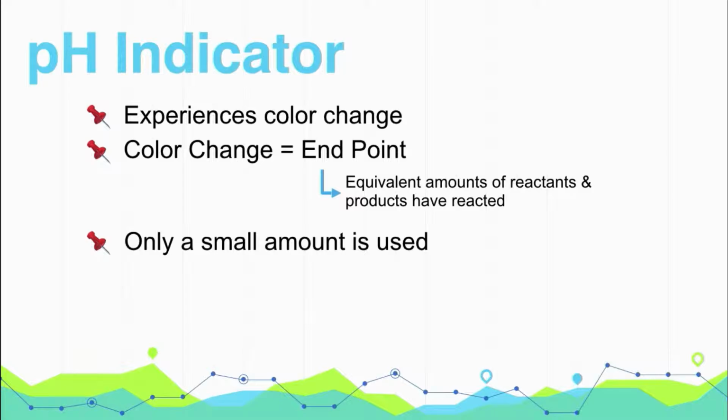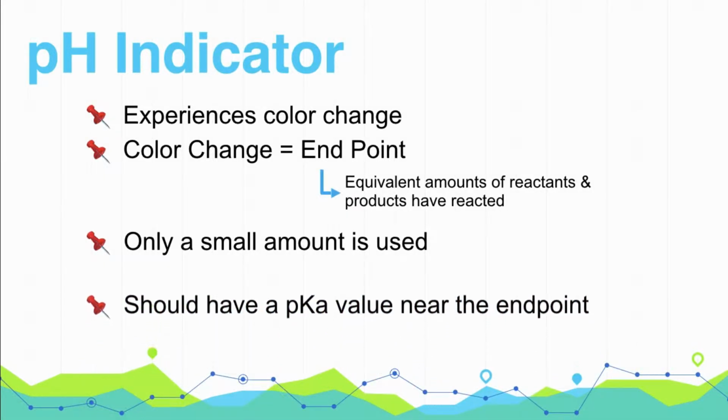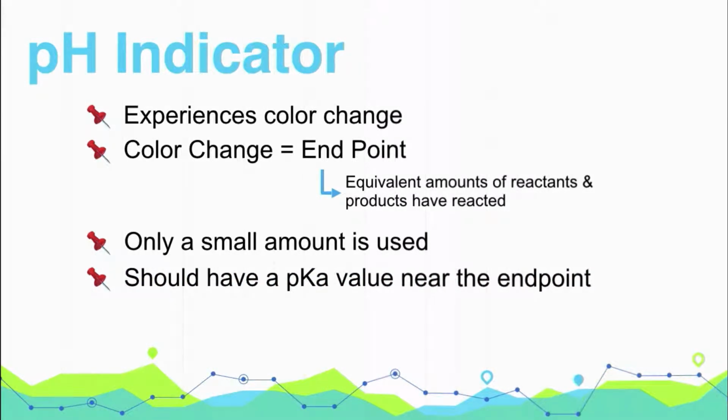If a large amount of indicator is used, the indicator will affect the final pH, lowering the accuracy of the experiment. The indicator should also have a pKa value near the pH of the titration's endpoint. For example, an analyte that is a weak base would require an indicator with a pKa less than 7. Choosing an indicator with a pKa near the endpoint's pH will also reduce error because the color change occurs sharply during the endpoint where the pH spikes, giving a more precise endpoint.